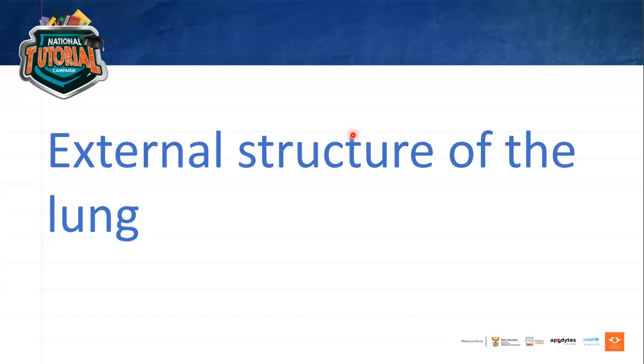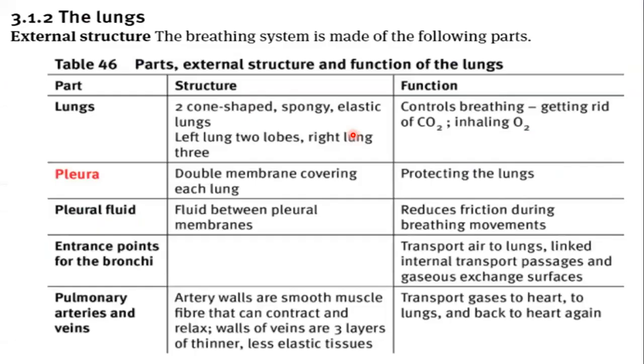So please take note of these. You must understand which parts are part of the external structure and which parts are part of the internal structure of the lungs. So the breathing system here, the external structure, is made up of what? Lungs. You've got the pleura, which we've just discussed. The lungs control breathing, getting rid of the carbon dioxide, and you inhale the oxygen. Pleura is that membrane. We also called it what? The pleura or the serous membrane.